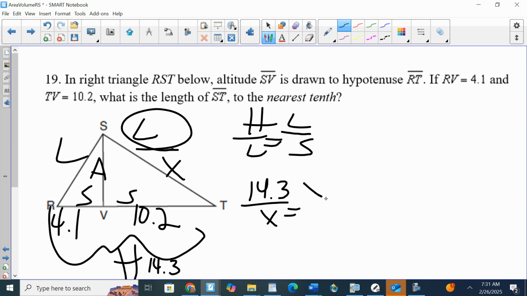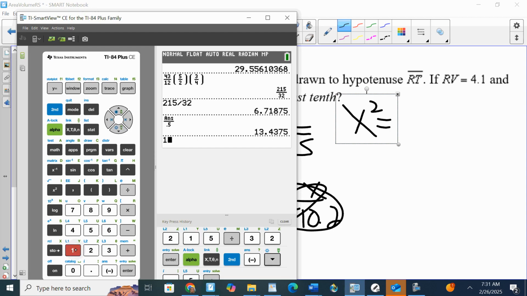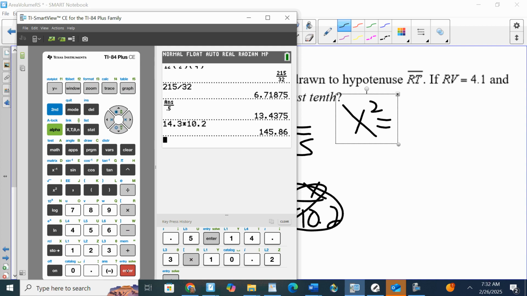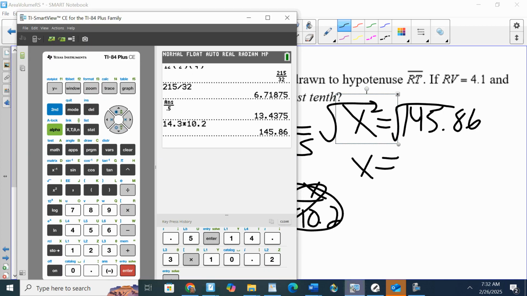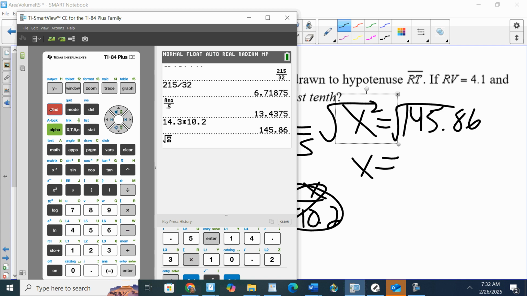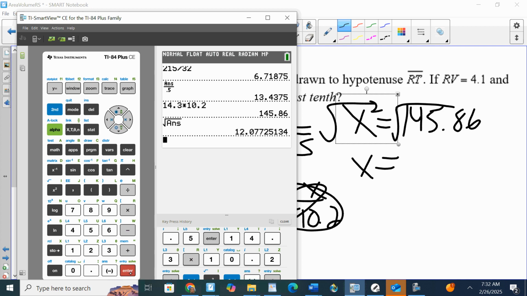14.3 over x equals x over 10.2. x squared equals 14.3 times 10.2. 145.86, square root. And I get 12.1.